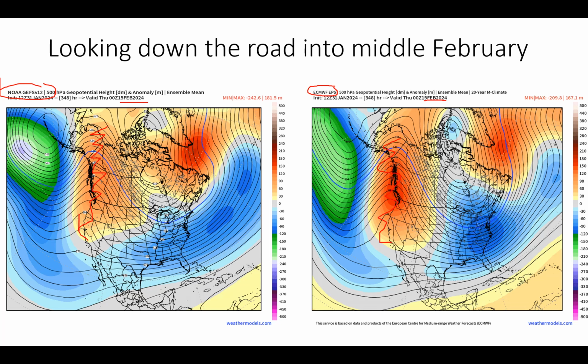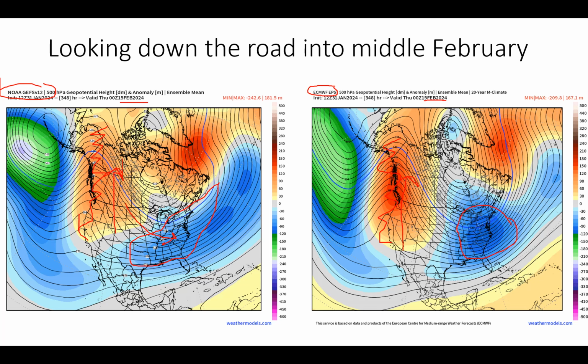Now, what happens if we get these heights to rise across the western portions of North America? For every action, there's an equal and opposite reaction. So what goes up over here across the western portions of North America must come down over here across the eastern U.S. So we have a very strong signal for below normal heights across the eastern seaboard by the time we get to the 15th of February. And it's showing up on both models.